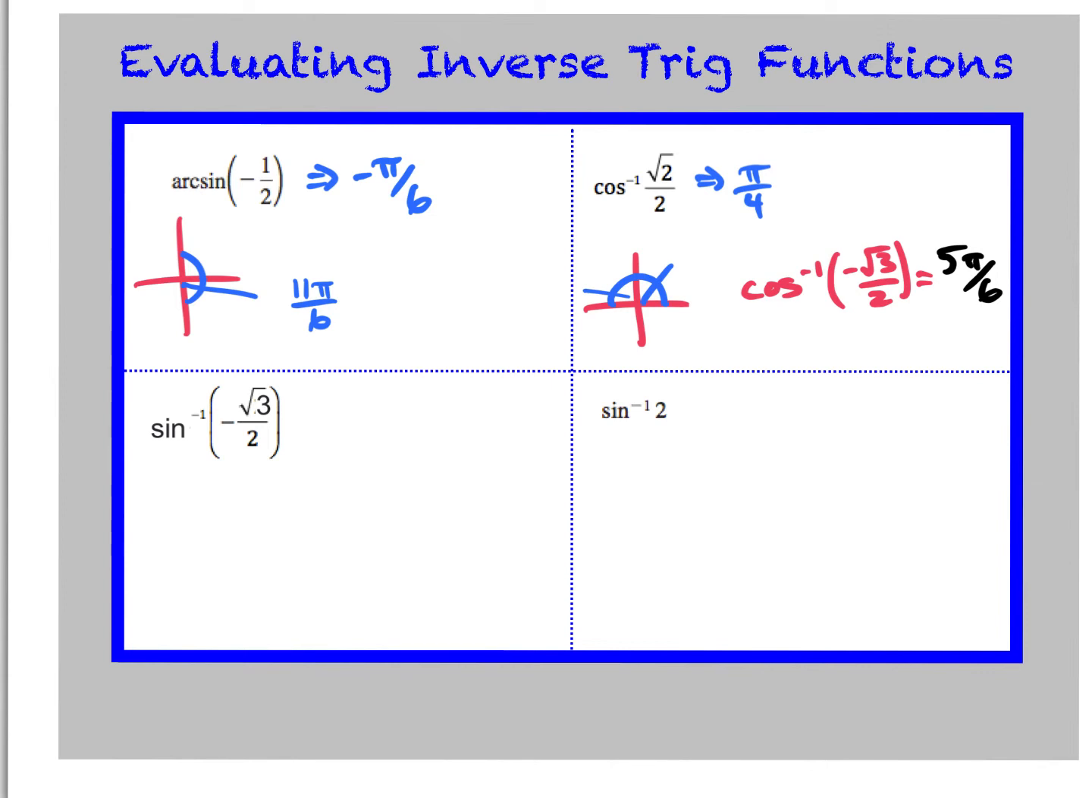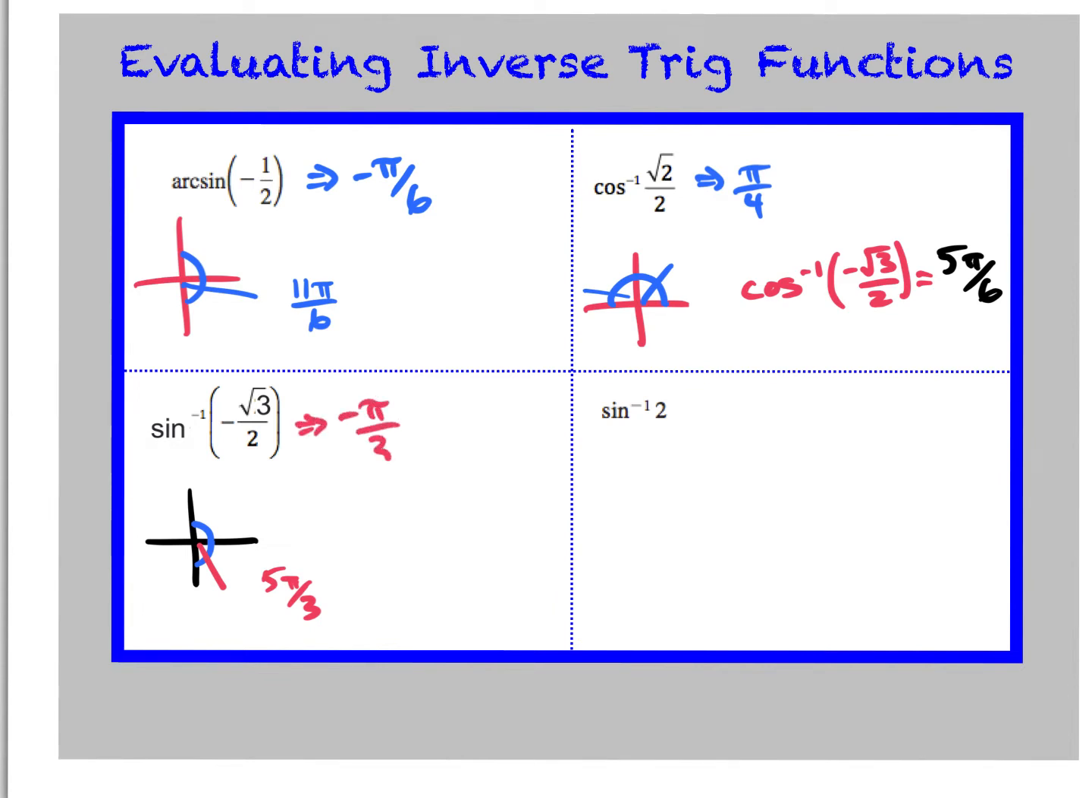So now we have arc sine of negative square root 3 over 2. What's arc sine in between? Negative pi over 2 to pi over 2. So that's where we're at. So then, when is sine negative square root 3 over 2? Down here. I can't call it 5 pi over 3. If you give me that, I'll give you half credit. It's really negative pi over 3.